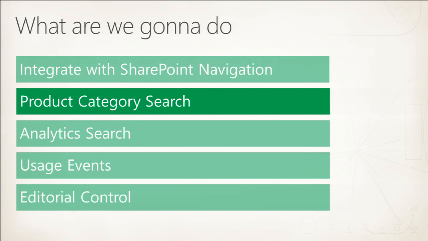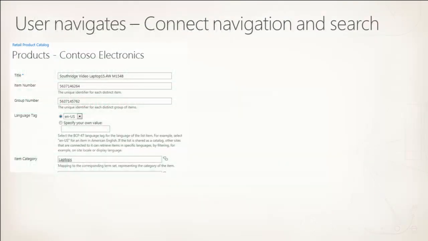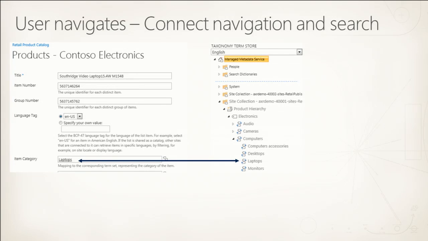We call that product category search. To do that, I would like to explain a little bit more on how search-driven sites and product catalogs actually work together with navigation. On the left side here, you see the edit screen of one product item. And on the bottom there, you see something called an item category. This item category is bound to the taxonomy term store into the product hierarchy. So you can basically tag any product item anywhere in the hierarchy and move it around like that, right? And what we want to do is basically get out all the items which are tagged with laptops.